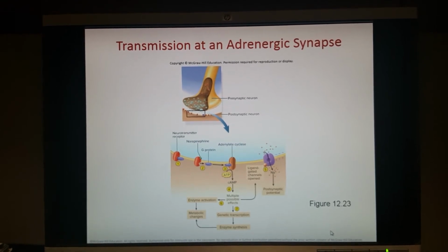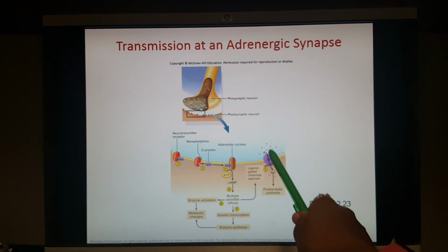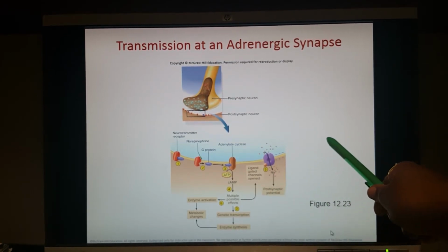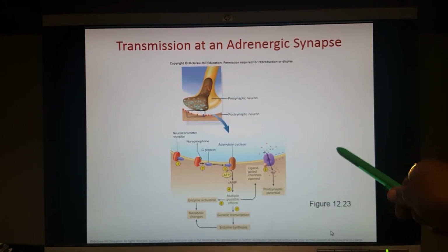Okay, so binding to our G protein coupled receptor, causing cAMP to be made, and then making a whole bunch of other effects in the body. Eventually, what's made is a ligand that will open a ligand-gated ion channel, in this case sodium, so positive ions going into the cell, causing the local potential to increase and go towards threshold, and therefore more likely to fire.